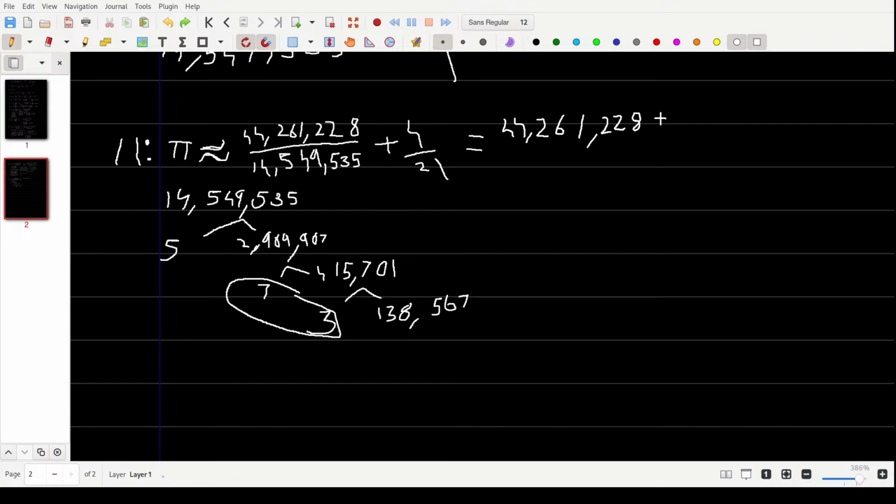So 14,549,535. Just not even done anything with it. I've just put the number into the calculator and it just came out as itself, bruh. Divide by 21. That is 692,835. So 4 times.